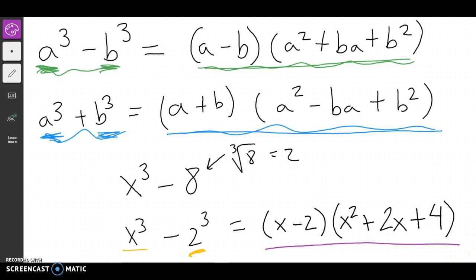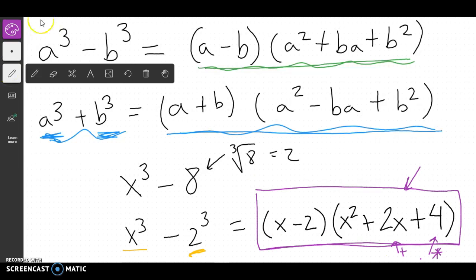Now again, we could try to look at this and see if this thing factors, but there really isn't anything that will multiply together to become 4, but add together to be this. So there's nothing that multiplies and adds. So this is my final answer. Let's try to do one more of these things.